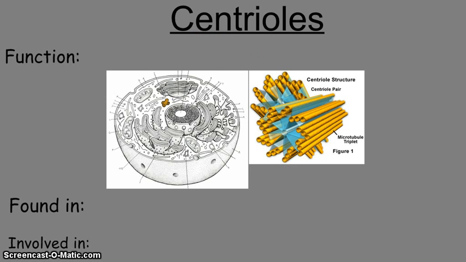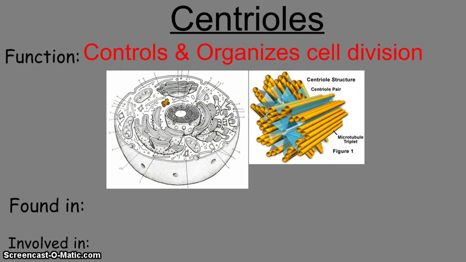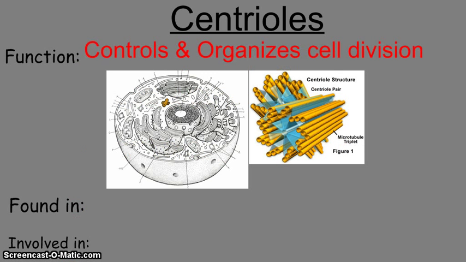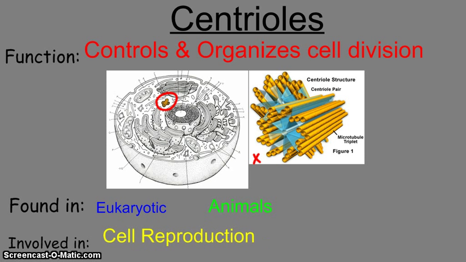And finally, centrioles. Centrioles are the control and organizing centers of cell division. And you can see the yellow colored organelle right there. You can see it more close up as it looks like a bunch of tubules that is used for moving around chromosomes and organizing cell division. They're found in eukaryotic cells only, specifically the animals, and then it's obviously involved in cell reproduction.